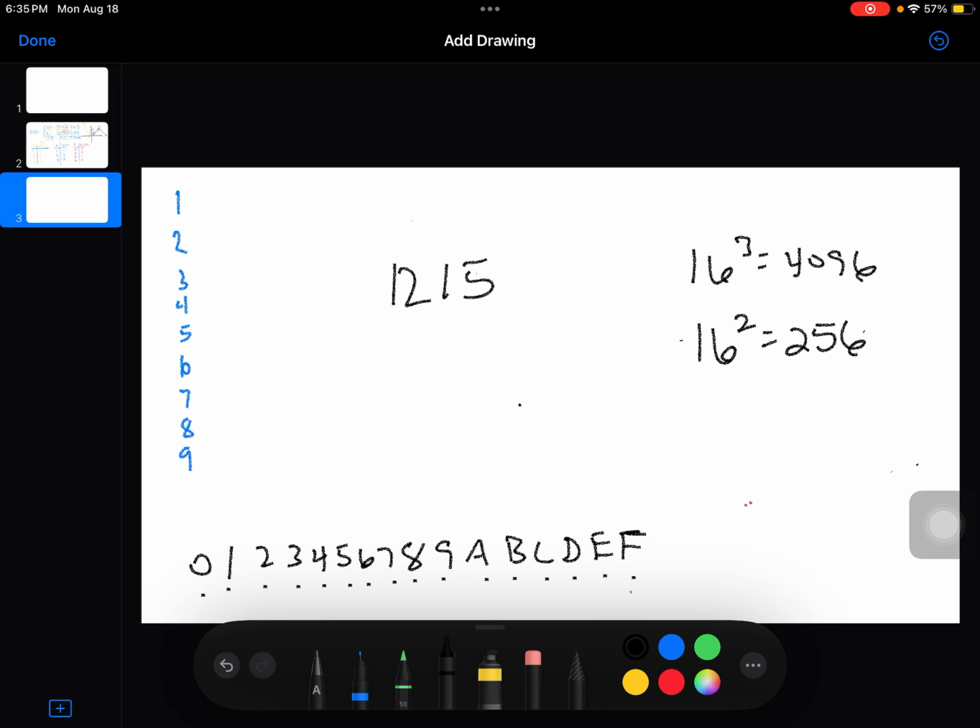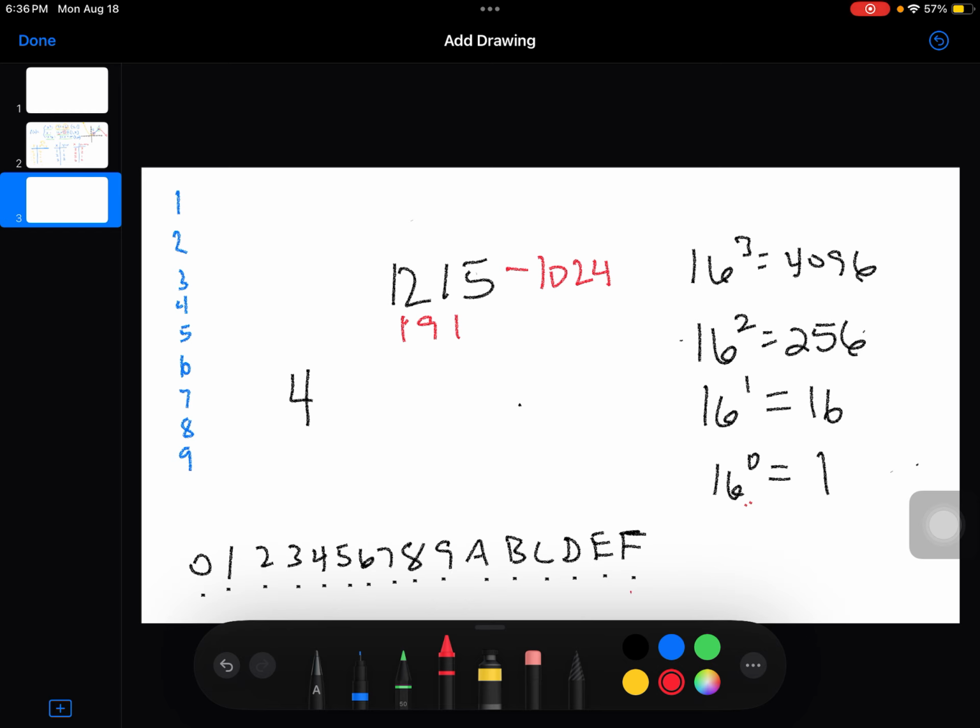So anything from 256 to 4096 is going to be 3 digits. 16 to the first is 16, and 16 to the 0 is equal to 1. So 1215, we know it's between 256 and 4096. Let's divide 1215 by 256. We get 4.74. So 4 is our first value, and we're going to subtract from 1215 4 times 256. 4 times 256 is 1024, and 1215 minus 1024, it sounds familiar, is 191.